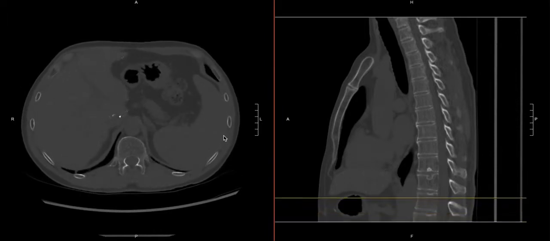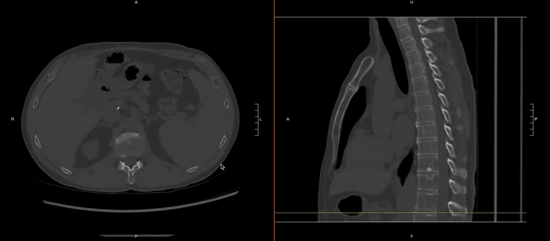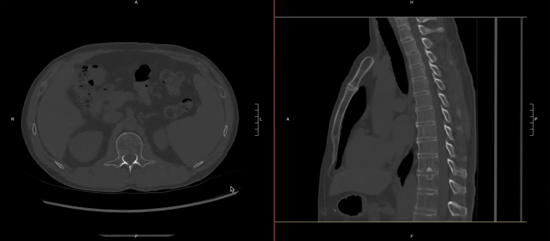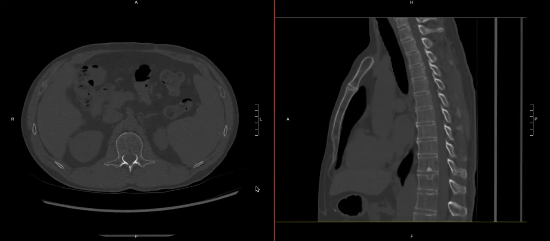There are these Schmorl's nodes that you see when you're looking kind of at the anterior spine. Again, for our purposes, these are not suspicious, so not something we're concerned about, but it's important to notice that this is where some pathology is. So we just look through the anterior spine all the way to our lowest level here.